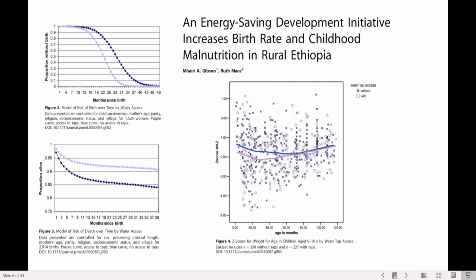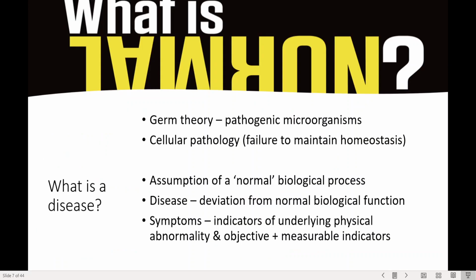So how can we make sense of this from an evolutionary perspective? We have on one hand an example where a genetic predisposition for a disease all of a sudden becomes advantageous, and we also have a situation where a public health intervention that increases access to clean drinking water actually decreases health by increasing birth rate and increasing childhood malnutrition. What we have to think about is, what is actually a disease from a medical perspective?